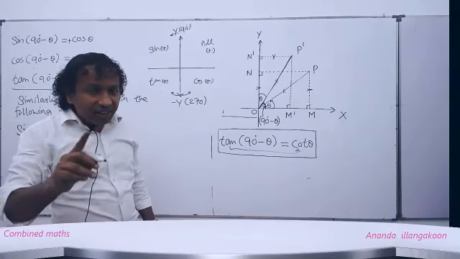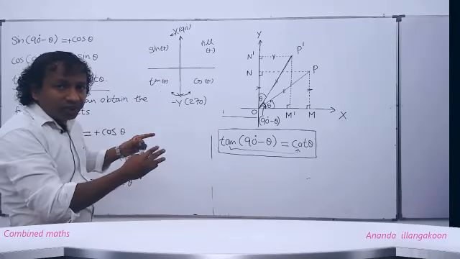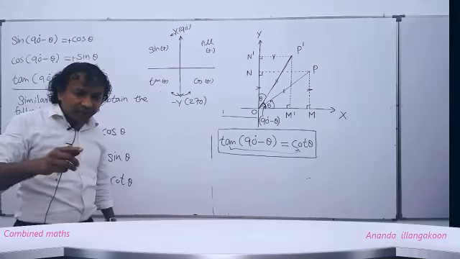Understood? Like this, people, write down another 6 more results for 270 minus theta and 270 plus theta. Take a few minutes and write.